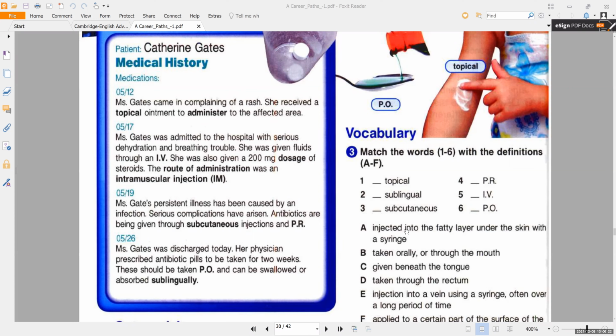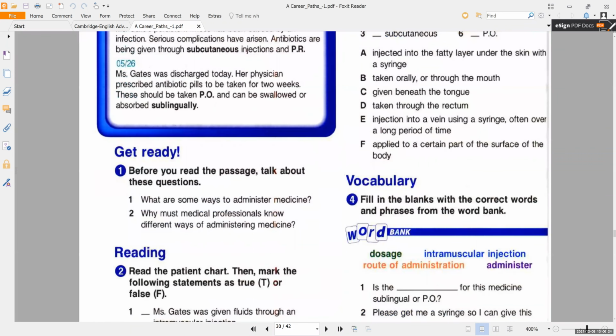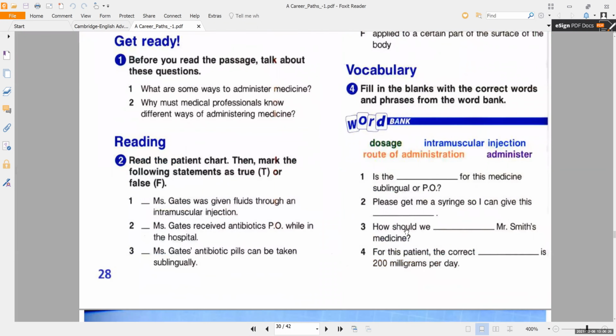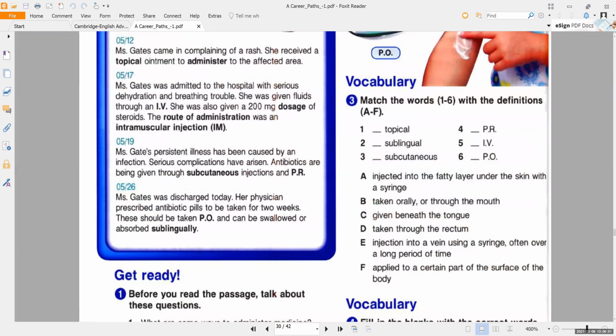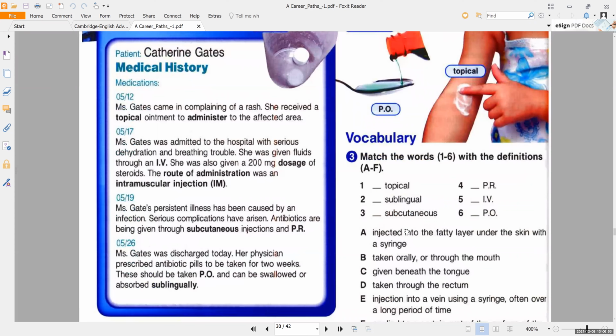Okay, before we listen again, look at the true and false questions. Number one, Ms. Gates was given fluids through an intramuscular injection. Number two, Ms. Gates received antibiotics PO while in the hospital. And finally, number three, Ms. Gates' antibiotic pills can be taken sublingually. Now let's listen again, and then we answer these questions true or false.